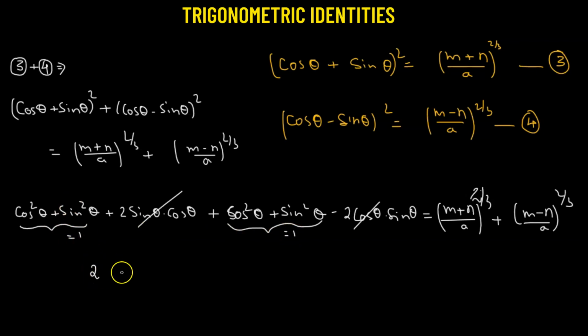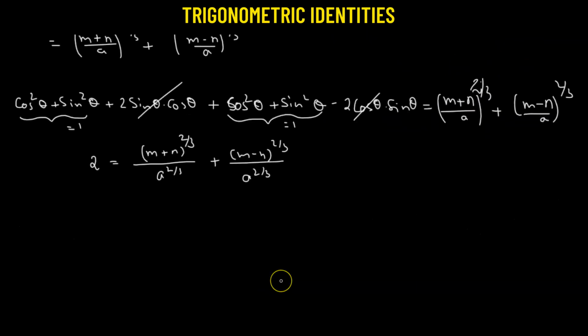So on the left hand side we have 2, that's equal to (m plus n) whole raised to the power of 2/3 divided by a raised to the power of 2/3 plus (m minus n) whole raised to the power of 2/3 divided by a raised to the power of 2/3. Now if we multiply both sides with a raised to the power of 2/3, we're going to get 2 times a raised to the power of 2/3 equals (m plus n) whole raised to the power of 2/3 plus (m minus n) raised to the power of 2/3.